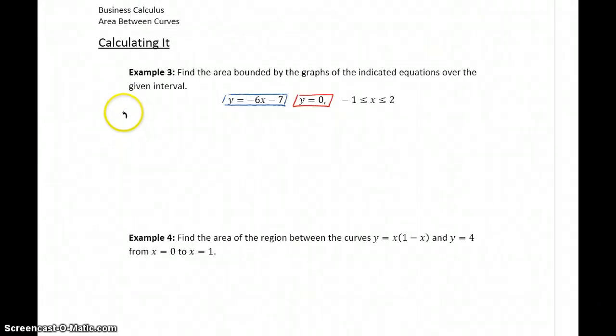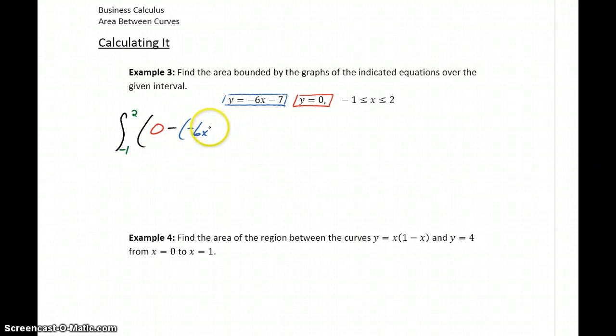So we would want to set this up as the integral from negative 1 to 2. We would start off with the larger function value, which is 0, and then subtract out the function with the smaller function values, to construct that integral statement. Now we can simplify it to rewrite this as the integral from negative 1 to 2, and then we can distribute this negative sign through. So this will become plus 6x plus 7.